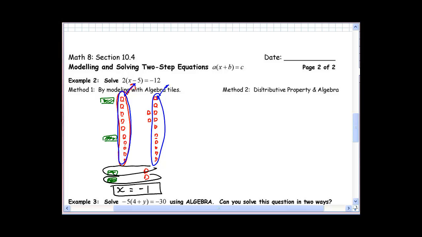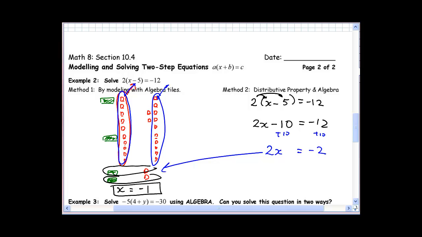Ta-da! Once again, let's double check this with the algebra, which I think is much simpler. We will distribute the 2 into both. Did you hear me say that? Both x and 5. 2 times x is 2x. 2 times negative 5 is negative 10. Okay, we want to now do the opposite operation, or algebra. So the opposite of minus 10 is plus 10, so we'll do that first. We still have 2x on the left-hand side. Negative 12 plus 10, somebody tell me? It's negative 2, and that matches up with this picture right here.